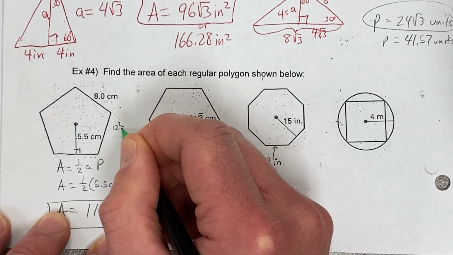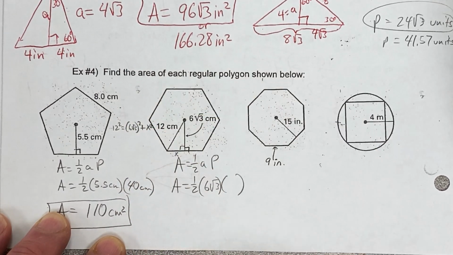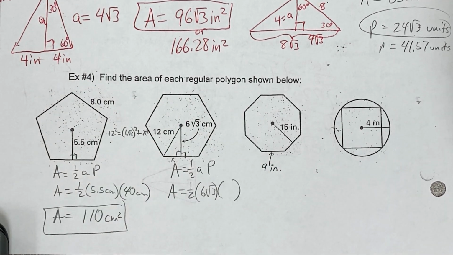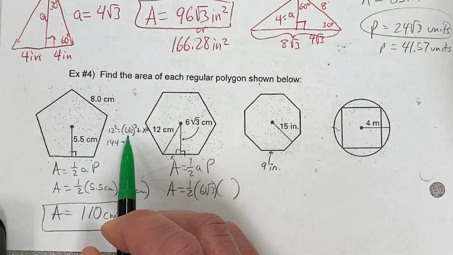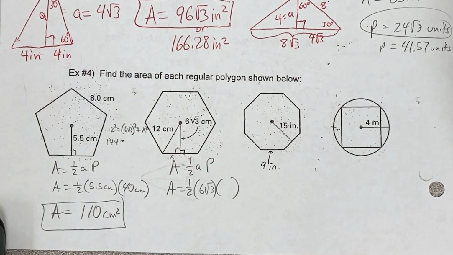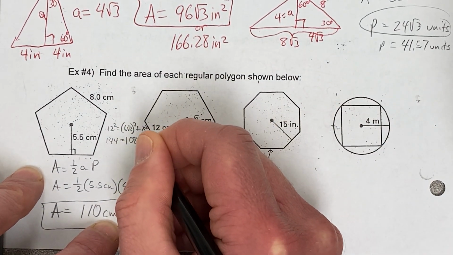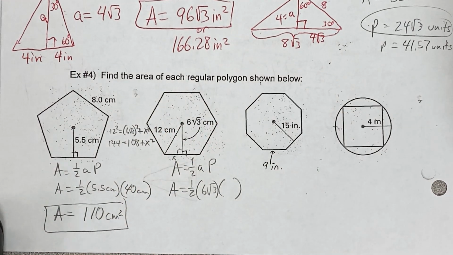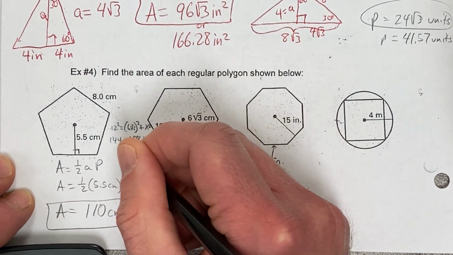So we're going to have 12 squared is equal to 6 square root 3 squared plus x squared. Square the 12, you'll get 144. Square 6 square root 3, you get to square both of them, so it'll be 36 times 3, which is 108 plus x squared. And maybe we'll look out here. Let me see if it comes out nice. So I'll do 144 minus 108 equals 36. Square root of 36 is 6.